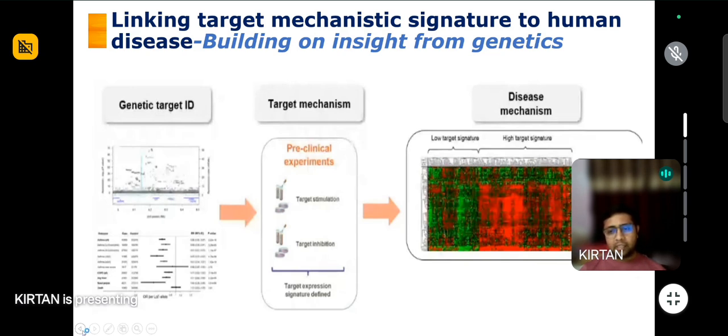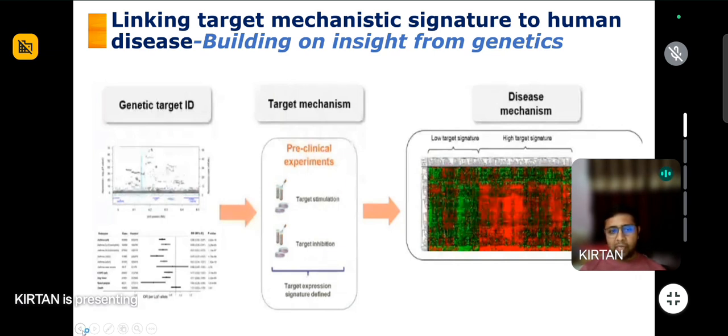It's a very old image, but if you see the red side, there is a higher number of, we can say, one disease condition or one common family of gene expressions, or a large number of gene expressions, that give the target signature.